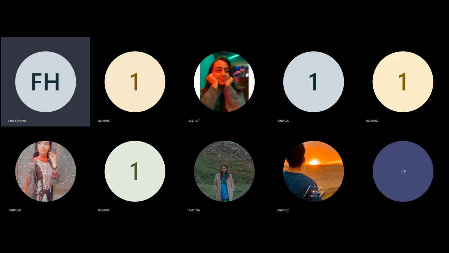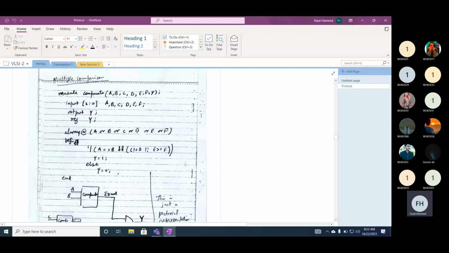Okay, is the screen shared or not? Is the screen visible? Okay.